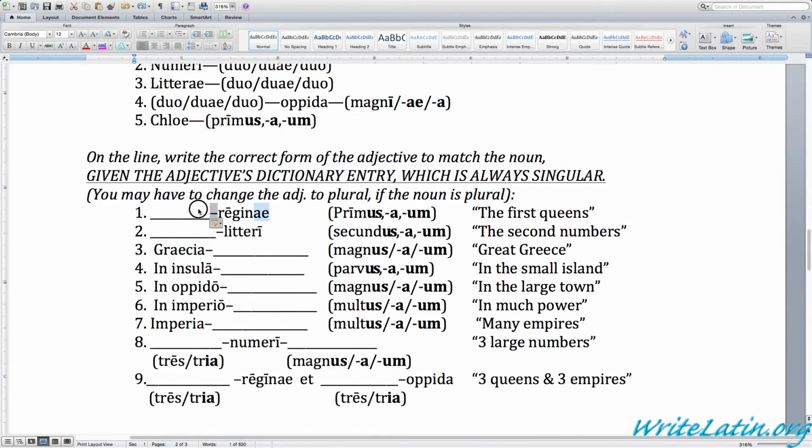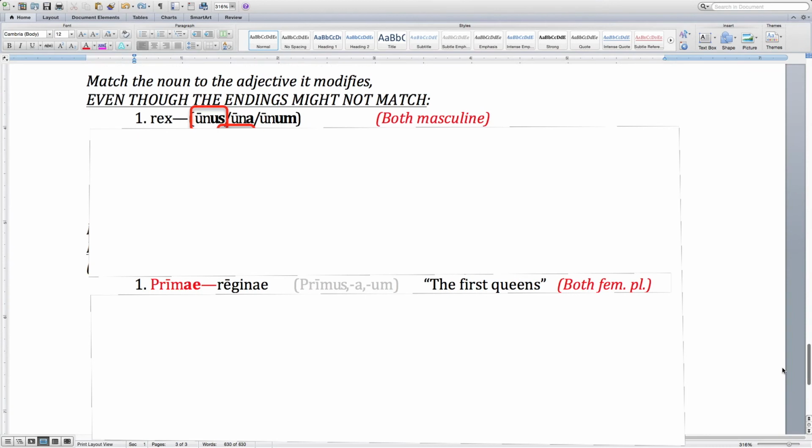Here we go. What are we going to do here? You might want to stop the video and try this section on your own. The answers will be towards the end of the video. So once you've done that, if you want to see the answers, fast forward. All right, first one, queens. Feminine plural. Pick the feminine ending and then make it plural. Primae. There we go. And why did we do it? Because they were both feminine plural.